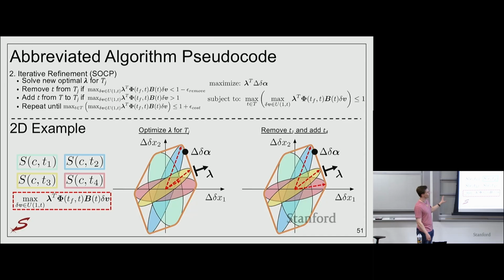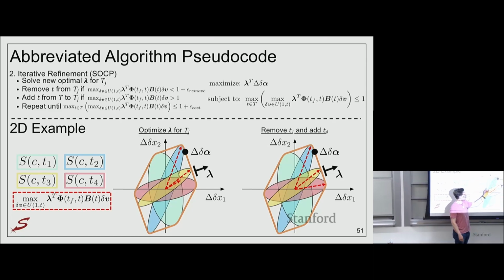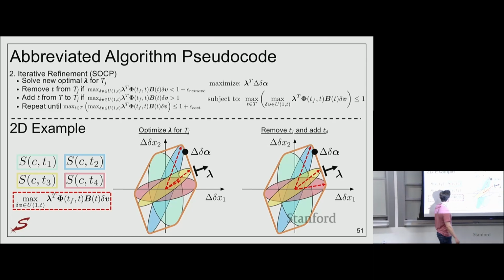So what does this look like for this two-dimensional problem we've got? We optimize lambda for the subset of times. What's interesting about this is that two of the maneuver times we saw previously actually are on this optimal boundary of the reachable set. So we just find lambda, first try.